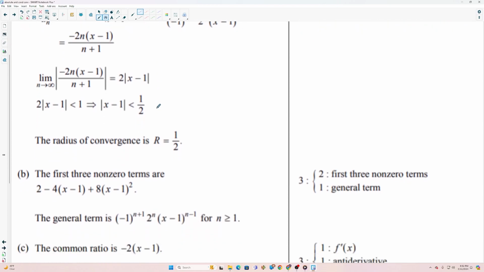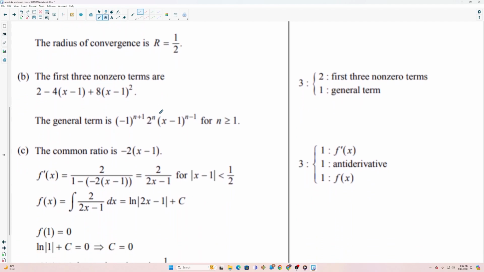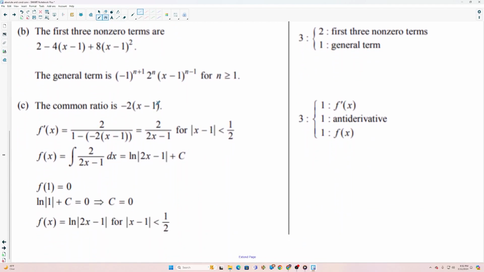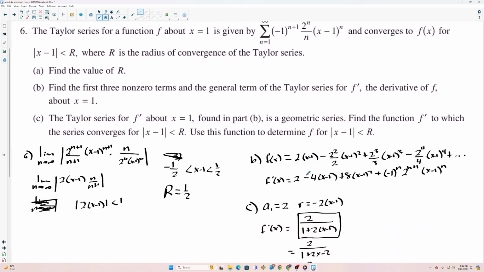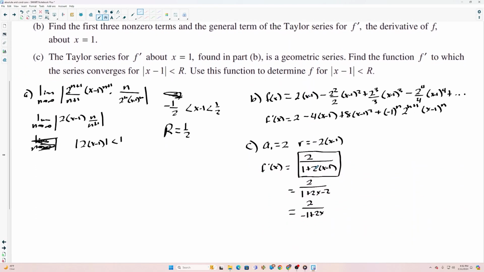And then here are some answers for it. Curious to see how they left it. Oh, okay, interesting. Did they, I must have not read this right. Use this function to determine f. Oh, okay, all right. I needed to go to f.